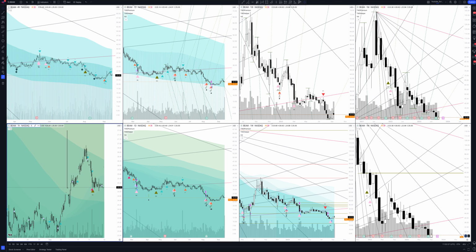Then we will take a look at Beam Therapeutics stock. Let's analyze the market situation and find out how you can make money on it.